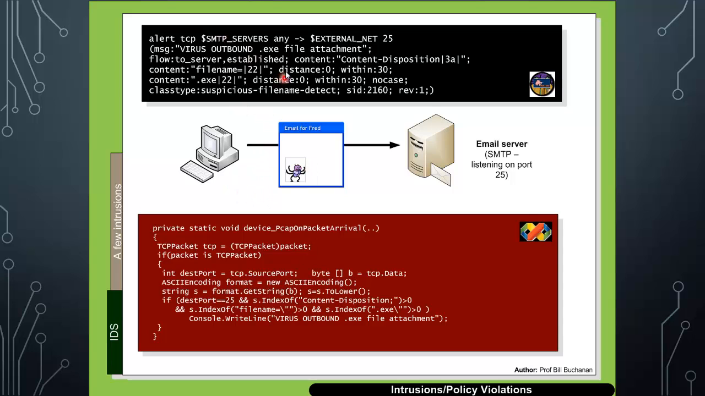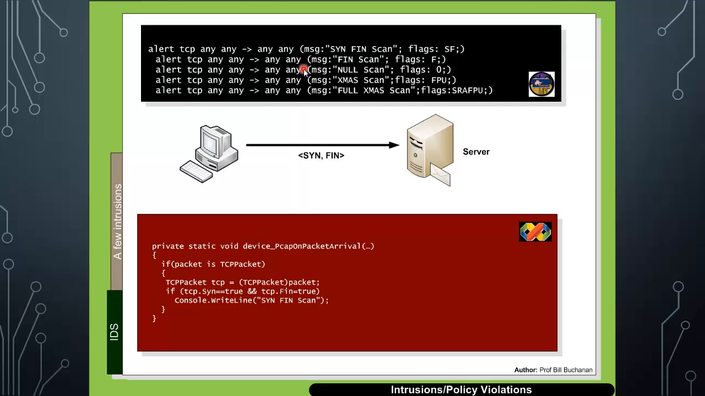Okay, so we can detect things like viruses inside the payload. In this case, we're listening on the SMTP port, and this is detecting that there's an exe inside an email. An exe might be malicious, and again, there's a file name in there. Suspicious filename detect is the class type there.